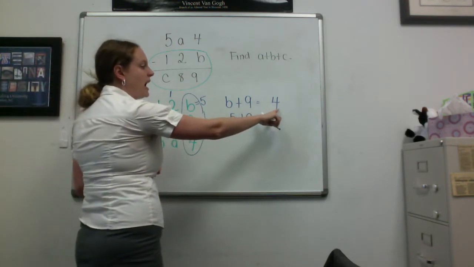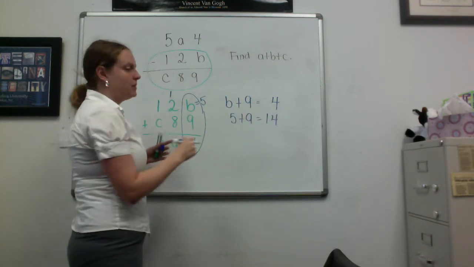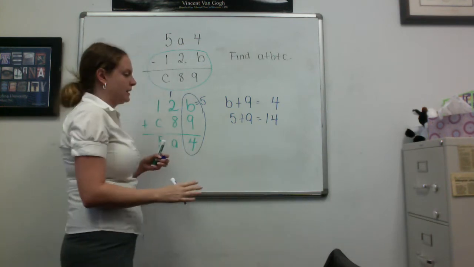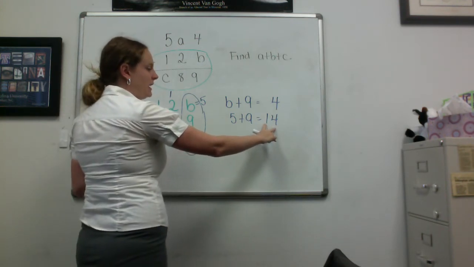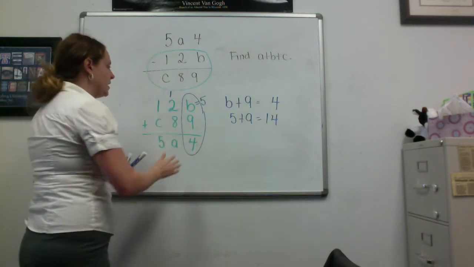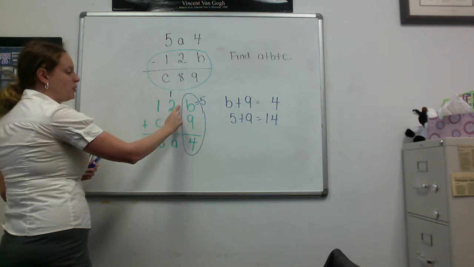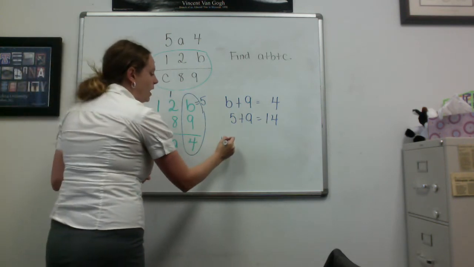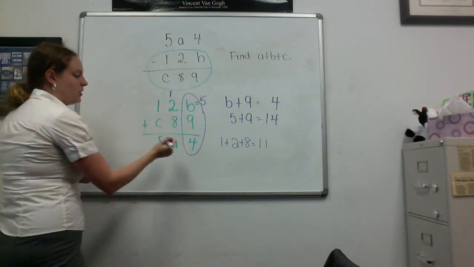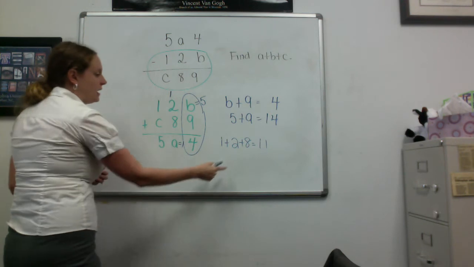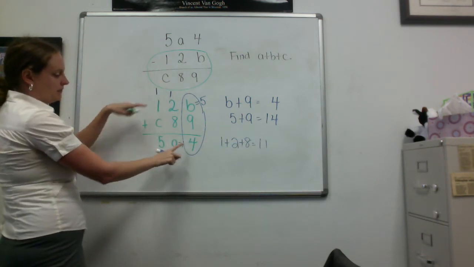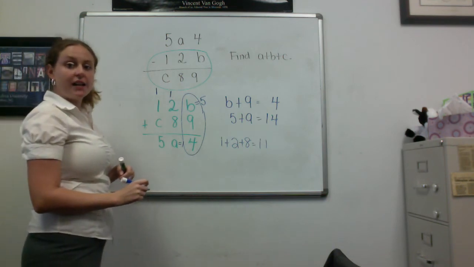Again, I knew I had to have 4 in the ones place, so I'm not limited to just 4. I could use 14, 24, 34, 44, anything like that. I knew that I would use 14 because 5 plus 9 is 14. All right, let me keep going. So now I have 1 plus 2 plus 8. Well, 1 plus 2 plus 8 is 11. So a is going to be 1, and the other 1 is going to get carried over. There's my 11. Now all I have left to do is find c.